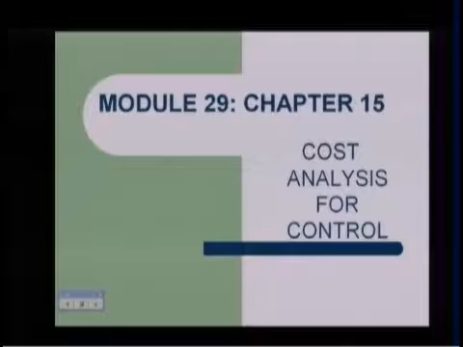Welcome to Module 29 of Counting 5,000. In Module 29, we're going to continue our discussion of Chapter 15. We're going to do the middle part of the chapter. Remember, as I said previously, we had done the beginning and the end. Well, now we're going to pick up the middle.